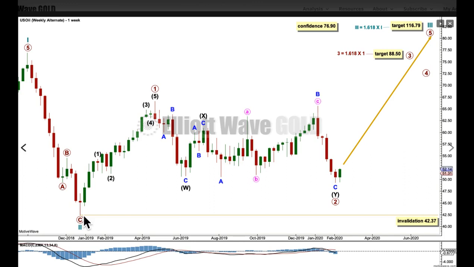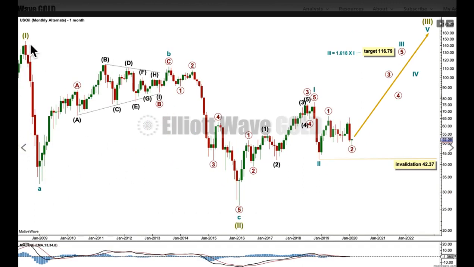And so when it is not possible, then you have to consider both possibilities. Is it a 3 or is it a 5? Whereas sometimes, going back to the monthly chart, it is possible with quite a lot of confidence to tell if a move was a 3 or a 5.